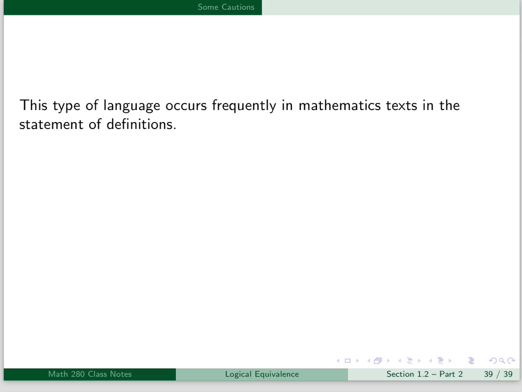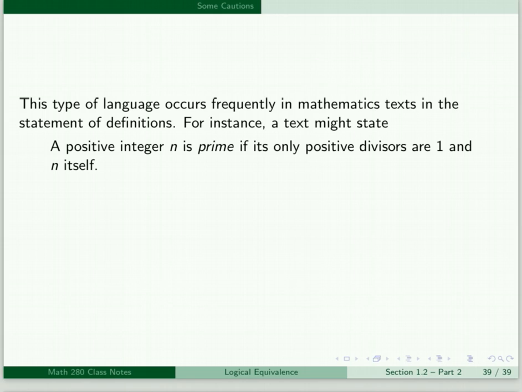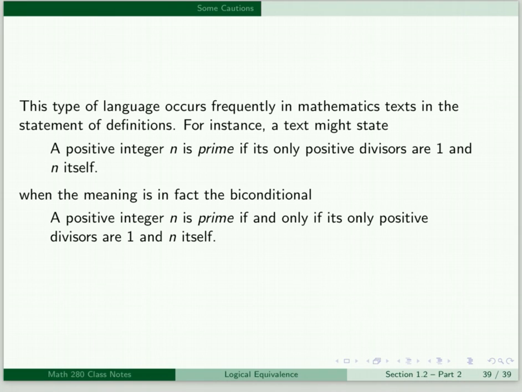This type of language occurs frequently in mathematics texts in the statement of definitions. For instance, a text might state, a positive integer n is prime if its only positive divisors are 1 and n itself. When the meaning is in fact the biconditional, a positive integer n is prime if and only if its only positive divisors are 1 and n itself.